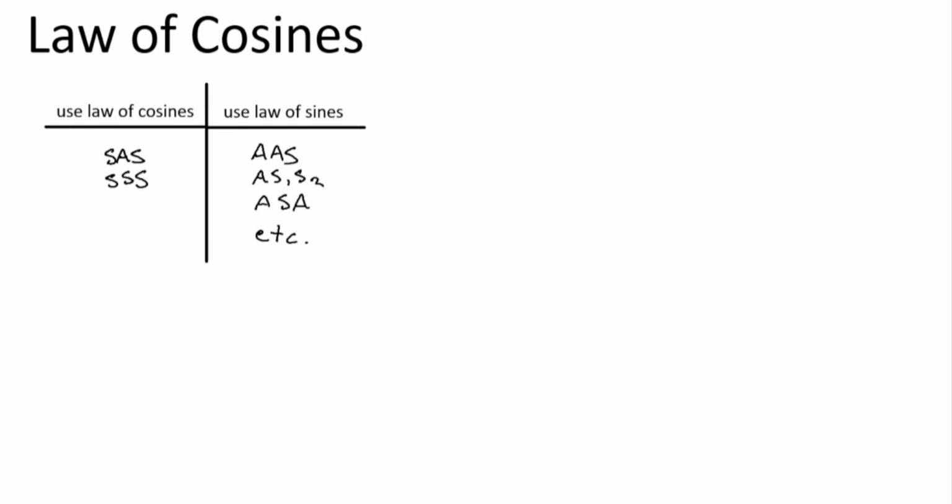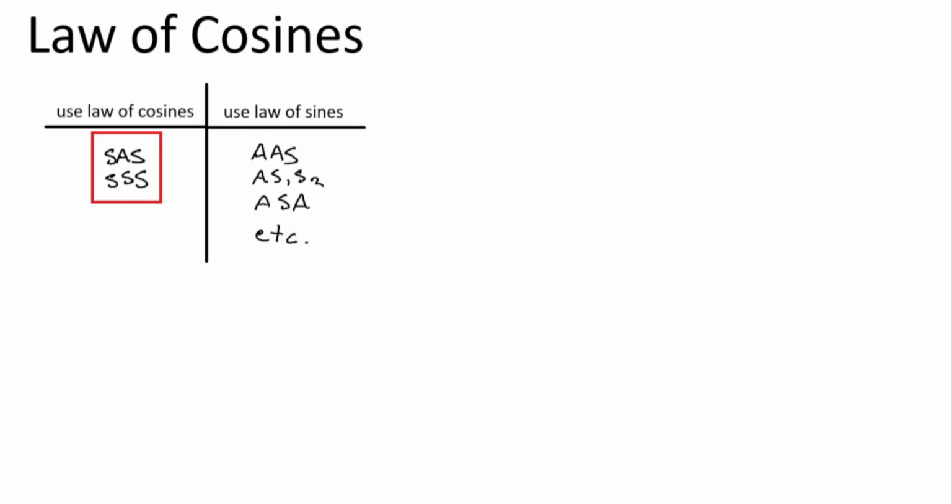So if you have either an SAS or an SSS triangle, and what that means, if you forgot, is that an SAS is when you know two sides, and you also know the angle that connects those two sides, the angle between them. And SSS is when you know all three sides of the triangle, but none of the angles. So if you have an SAS or an SSS triangle, or maybe you have two triangles and one's an SAS and one's an SSS, use the law of cosines to solve for sides or angles.